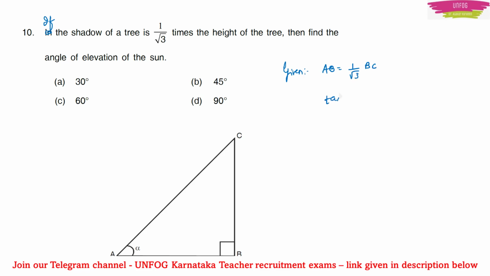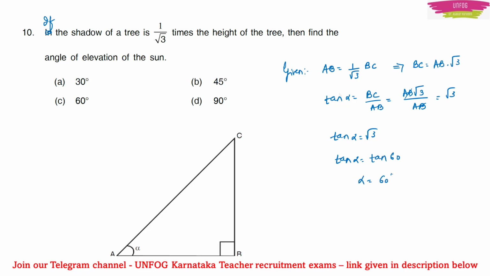Okay, now I will easily take tan alpha, which is equal to BC upon AB, opposite side upon adjacent side, correct? But what is BC with this? Your BC will be equal to AB into root 3, correct? So that I will write here in place of BC, AB into root 3 upon AB. So AB will get cancelled and I will have root 3 here. So my tan alpha is equal to root 3, or in place of root 3 I can write tan 60, correct? Or alpha will be equal to 60 degree. Okay, so option C will be the correct answer.